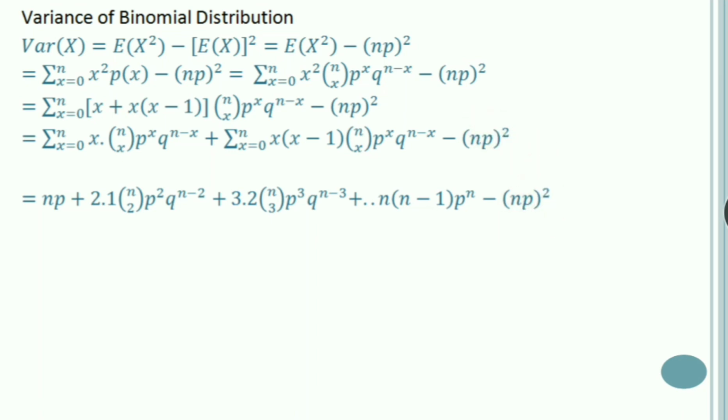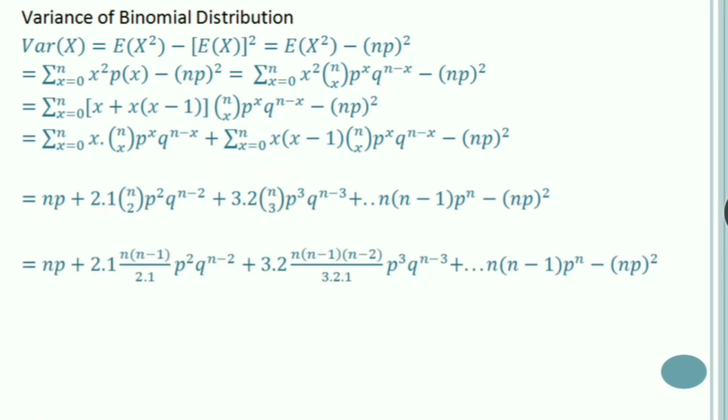Next what we'll do, we'll open up these binomial coefficients. So nC2 is n into n minus 1 upon 2 into 1 p square q raised to power n minus 2. nC3 is n into n minus 1 into n minus 2 upon 3 into 2 into 1, other terms as it is. Okay. Now what we'll do, we'll take out the things which are common from this term. Here you can see p square is common, n into n minus 1 is common. So we'll take out the common terms from here.